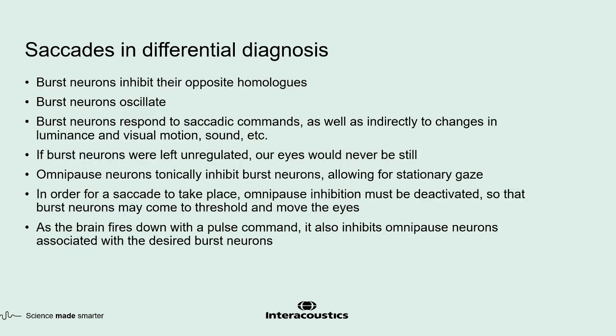Now, burst neurons in the brainstem, the burst neurons on the right inhibit the burst neurons on the left. And these burst neurons are always oscillating. The right ones are inhibiting the left ones, which inhibit the right ones, and back and forth and back and forth and back and forth.